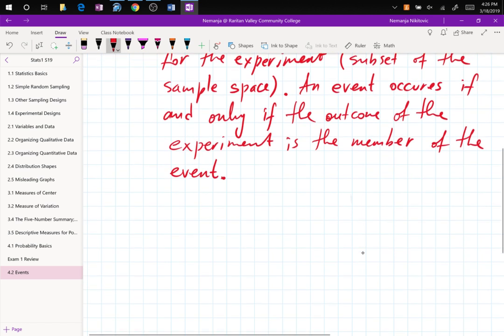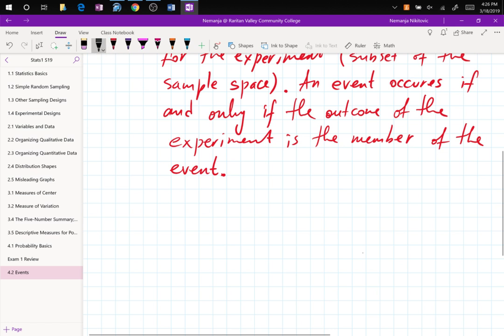So the event is the part of the sample space. It is what you are trying to get. And then the events together could be overlapping or not. So let's think about it. So event is what we want to get.